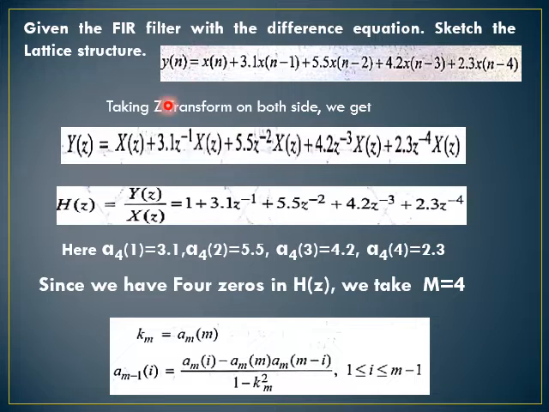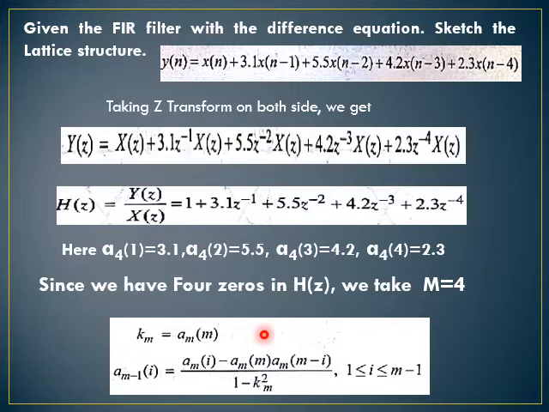So now you're going to take the z transform on both sides as usual, and we get H of z as 1 plus 3.1 z to the minus 1 plus 5.5 z raised to minus 2 plus 4.2 z raised to minus 3 plus 2.3 z raised to minus 4. So as the order is 4, this is nothing but a4 of 1, a4 of 2, a4 of 3, a4 of 4. Since we have 4 zeros in H of z, we take the value of M as 4.